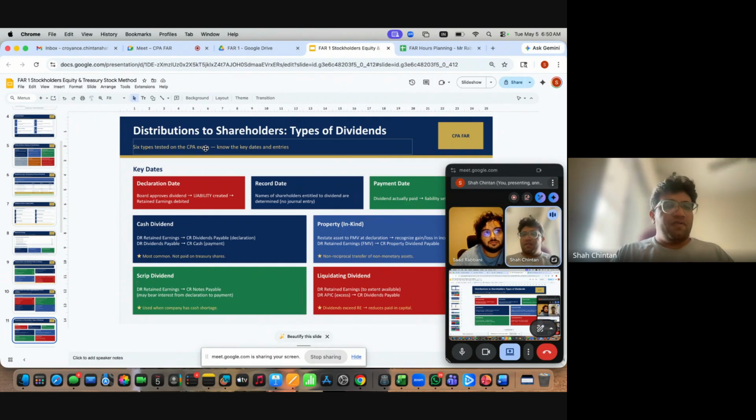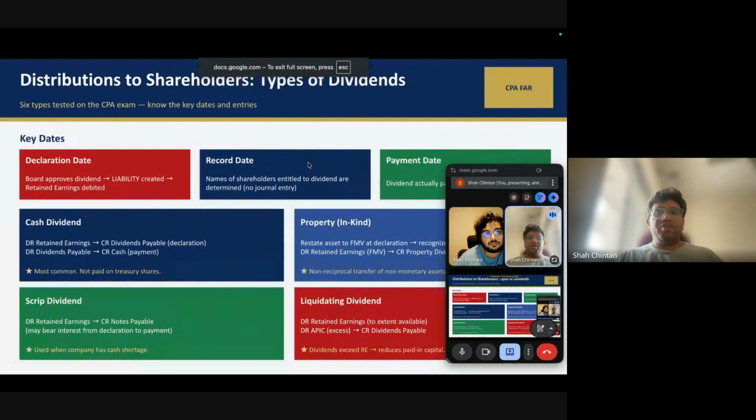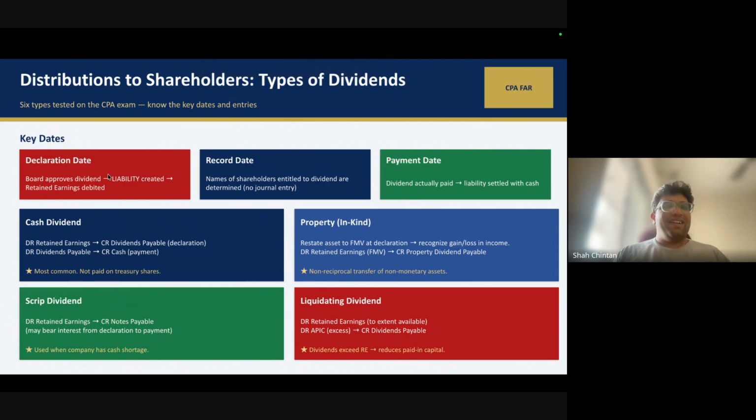So let's just understand first few key concepts. When dividend questions are coming up, we have to understand what is the declaration date. So declaration date is the date when a dividend is approved officially by the board of directors. It is the date on which liability is created, and it is the date on which a fair market value needs to be assessed if we are giving a dividend other than cash.